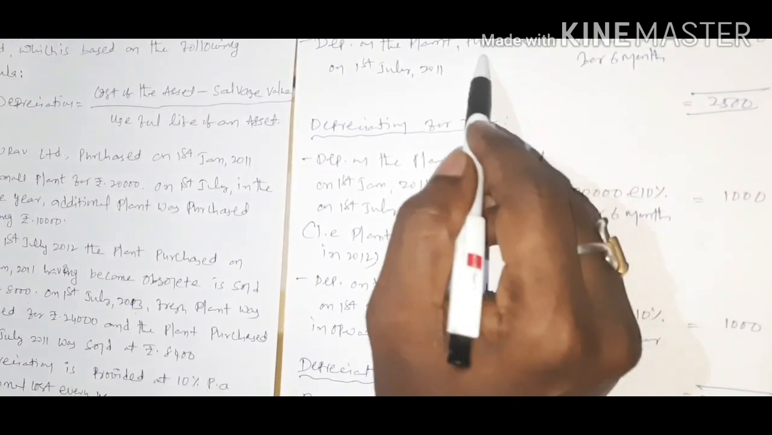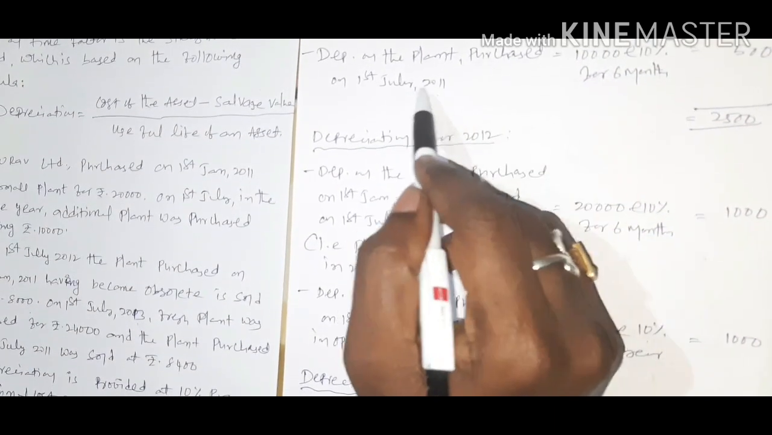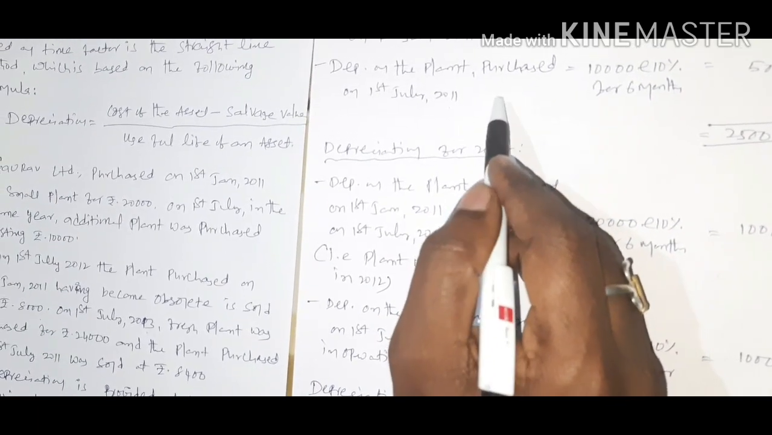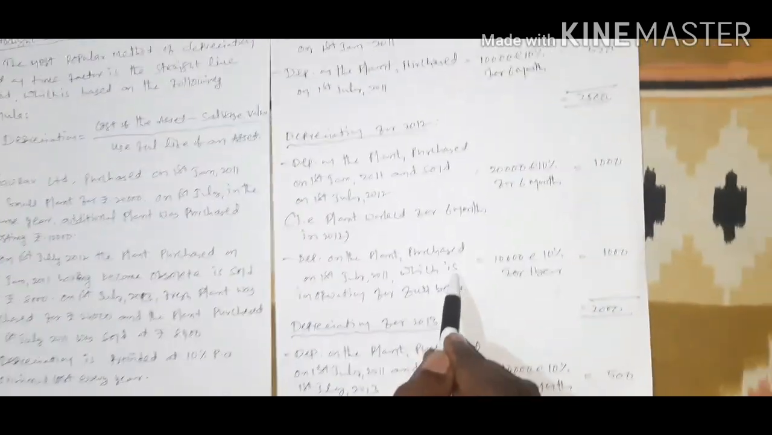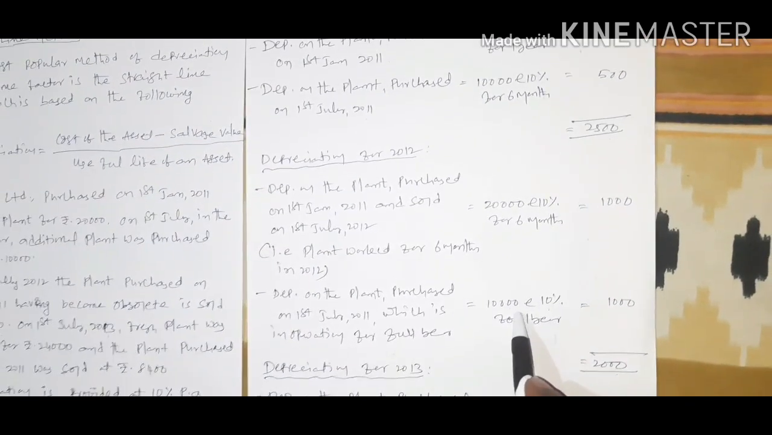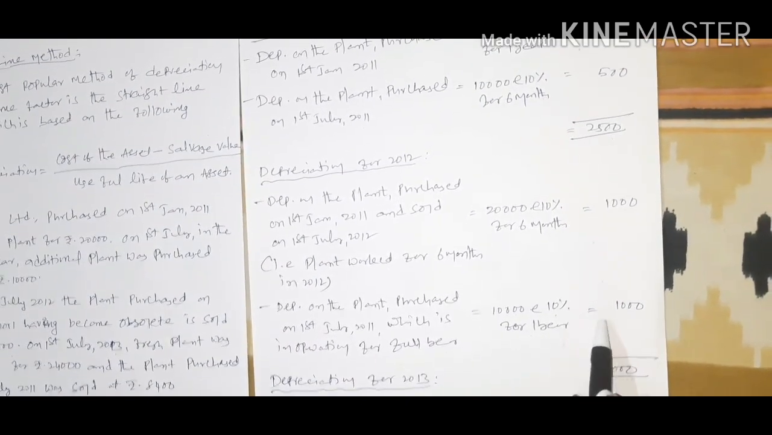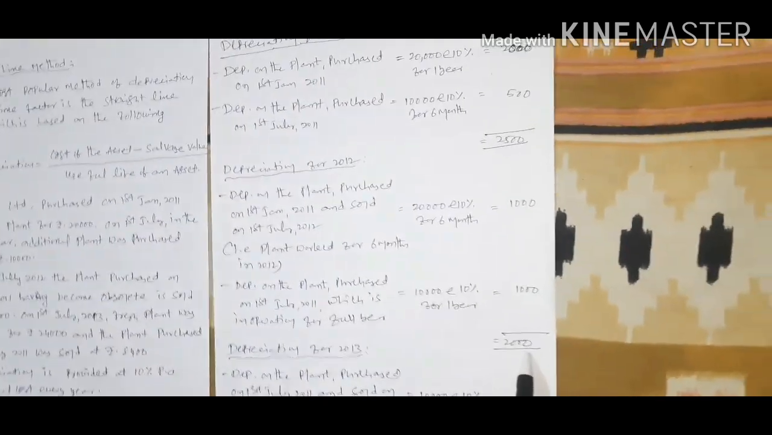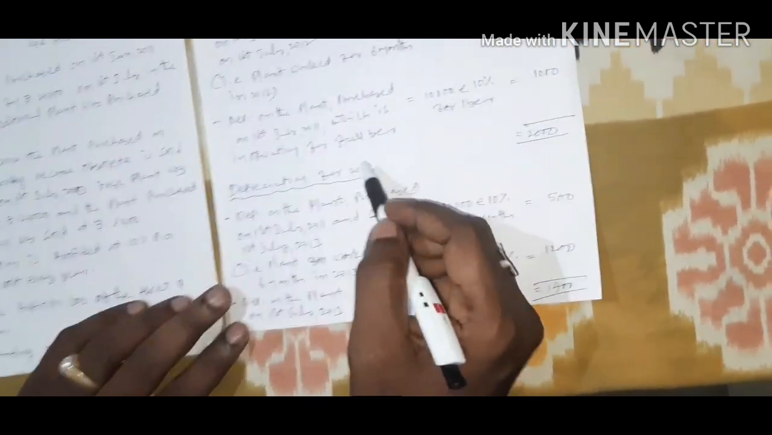Then, the second plant which is bought on 1st July 2011 is not being disposed, meaning thereby still it is in operation. Then, depreciation on the plant purchased on 1st July 2011 which is in operation for the full year is 10,000 at the rate of 10% for 1 year, equal to 1,000. Then the total depreciation is equal to rupees 2,000.